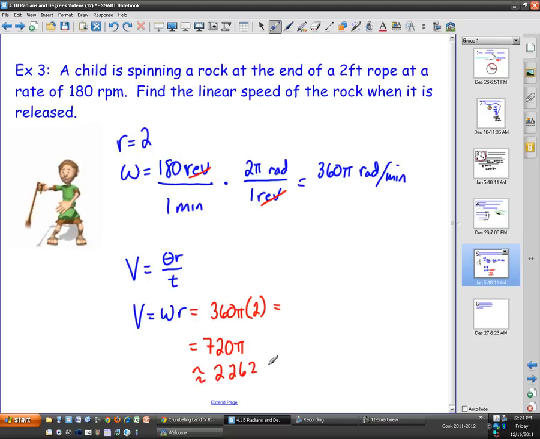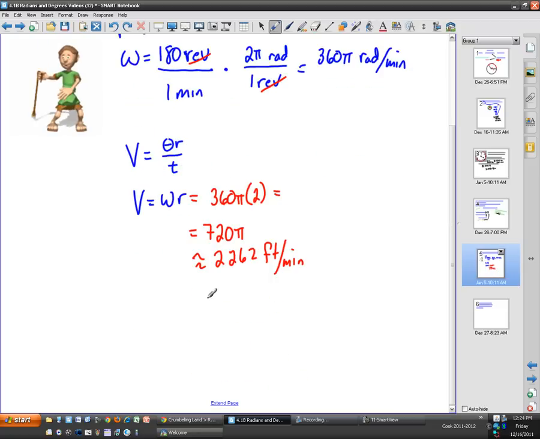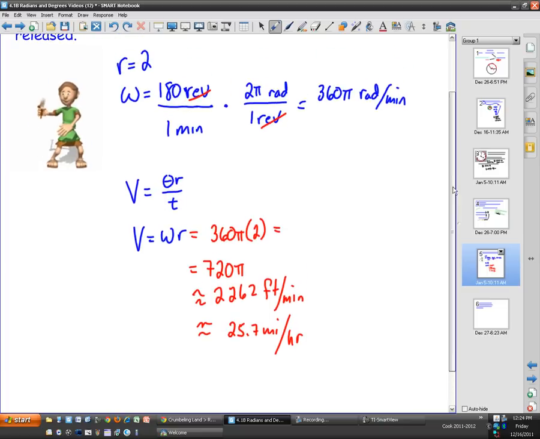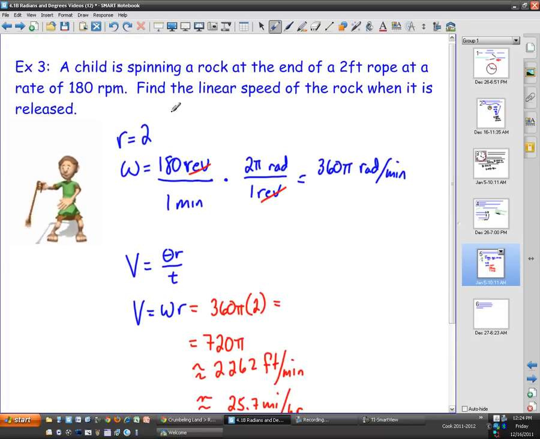And then if you did the conversion to miles per hour, you might want to do that. The conversion to miles per hour is that this is 25.7 miles in 1 hour. And so that's how fast the rock is moving. Usually when we want to find out the speed of the rock, we could leave it in feet per minute, that's fine. But sometimes you want to go to miles per hour, and that's just still another conversion like we had up above.